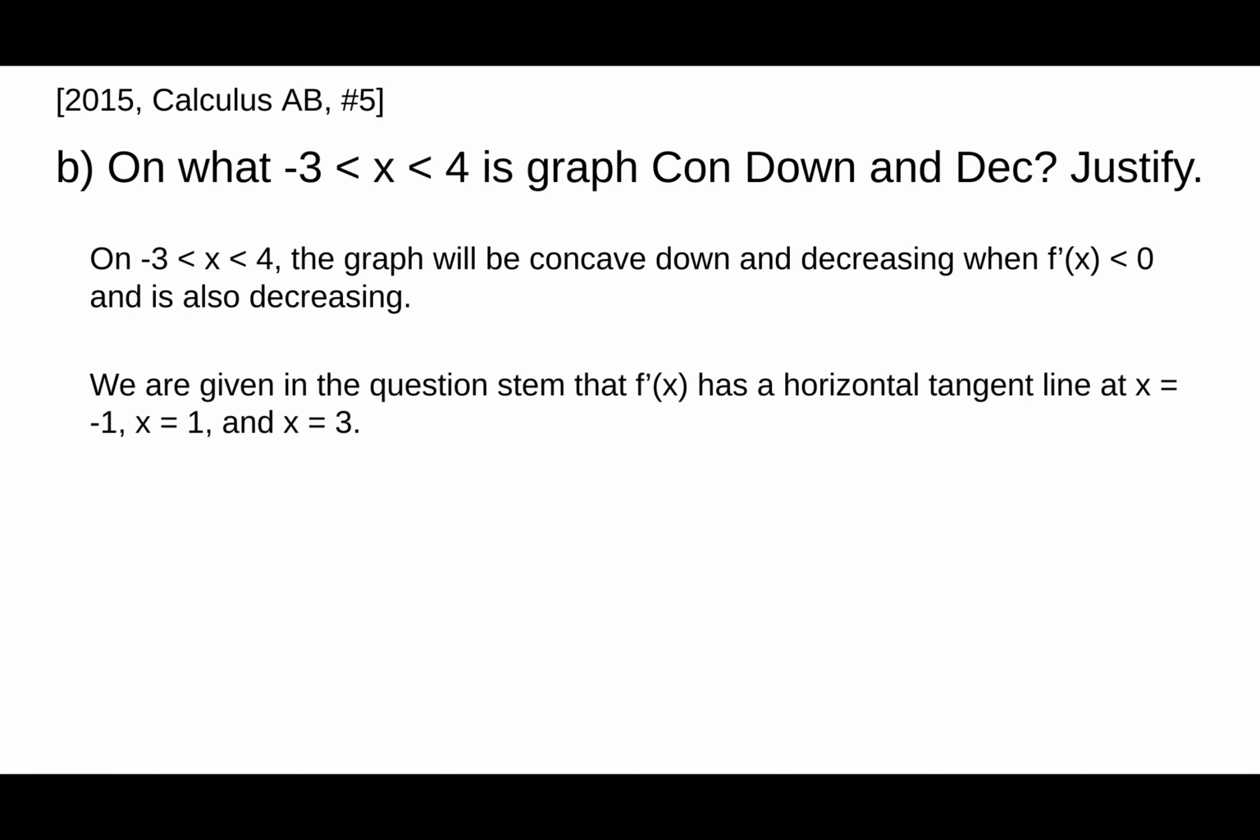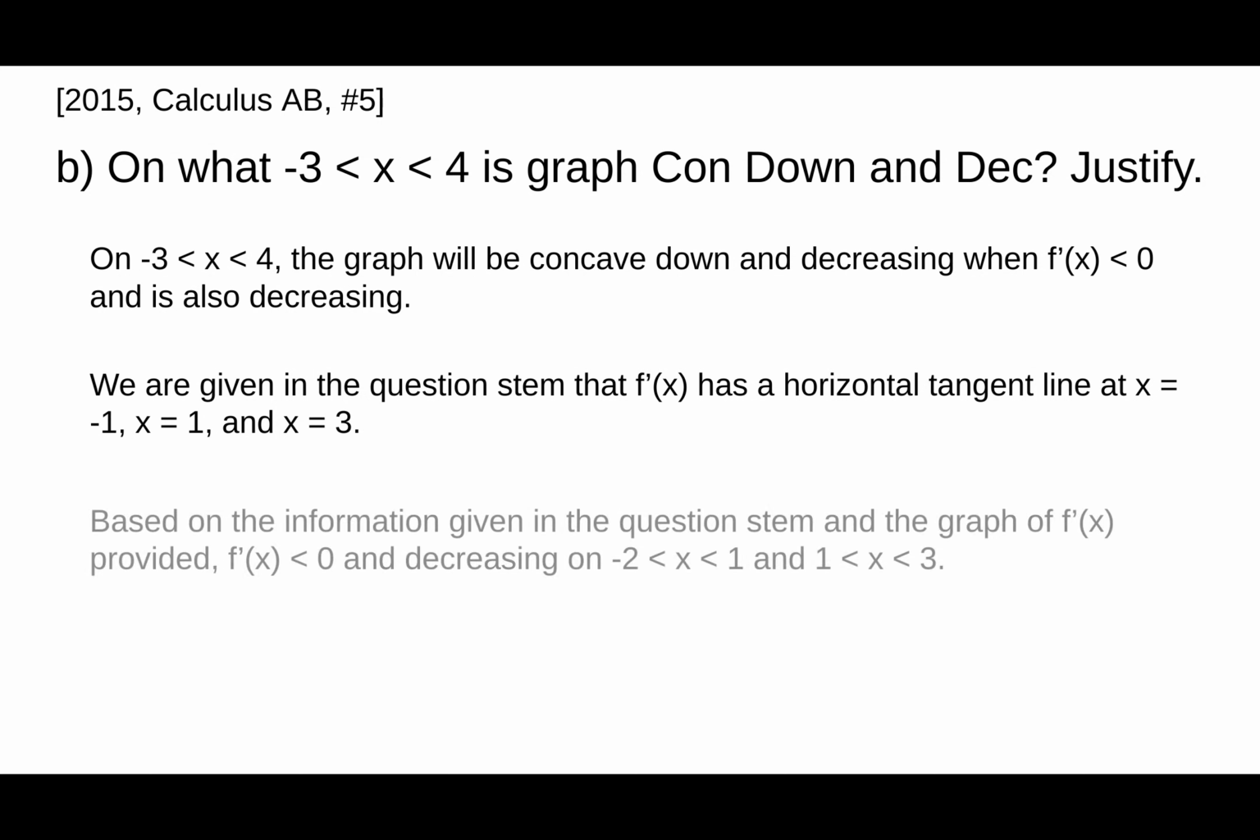Well, we're given in the question stem that the derivative of f has horizontal tangent lines at x equals negative 1, x equals positive 1, and x equals positive 3. So based on the information given in the question stem and the graph of the derivative of f provided, the derivative of f is negative and decreasing on the interval from negative 2 to 1 and also from 1 to 3.